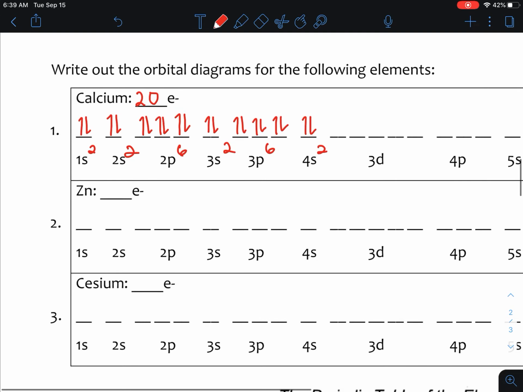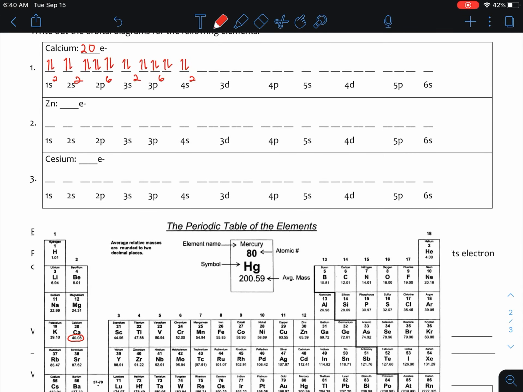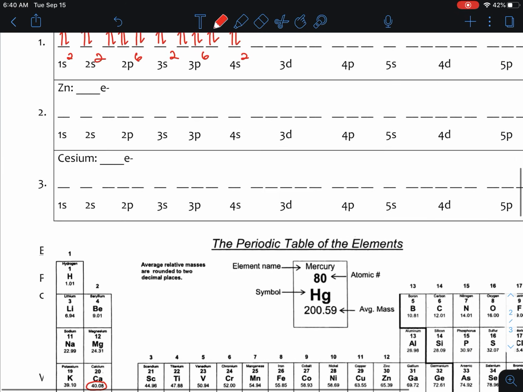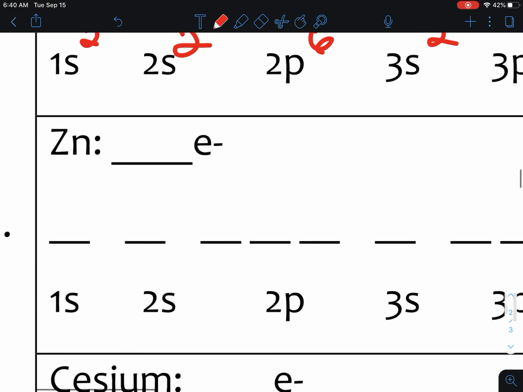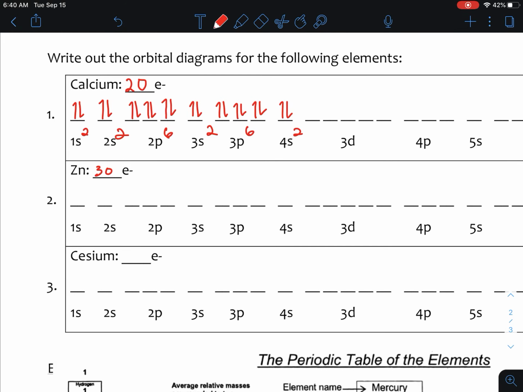All right, let's look at zinc. So on the periodic table, we can find zinc, and zinc has 30 electrons when it's neutral because it has 30 protons. So we have 30 protons, 30 electrons when it's neutral. I'm going to go ahead and write that in, 30 electrons. And then once again, we're going to start filling using the Aufbau principle. We build up from left to right.